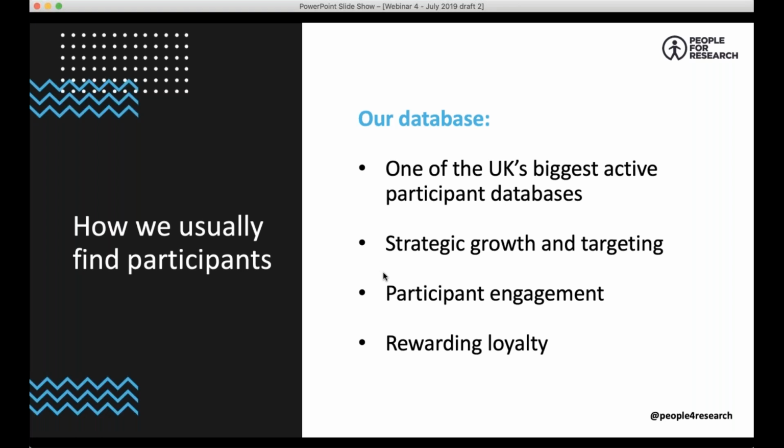We do a lot of rewards and giveaways, for example, and with most of our projects, we'll go to our database first, and sometimes even just to our database. But sometimes we need to go outside of it and use free-find methods. So these include, for example, paid advertising on social media, online research, customer lists that clients may be able to provide to us, and also establishing partnerships with charities, organizations, you name it, there are so many options.